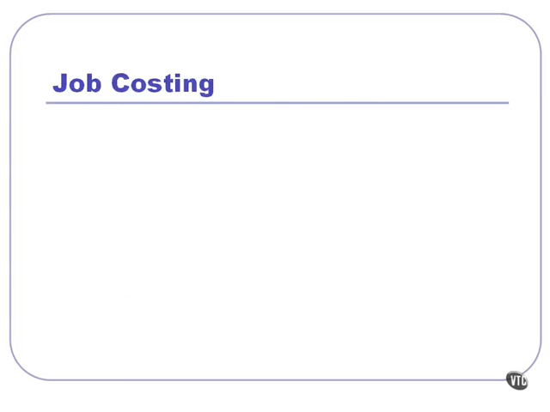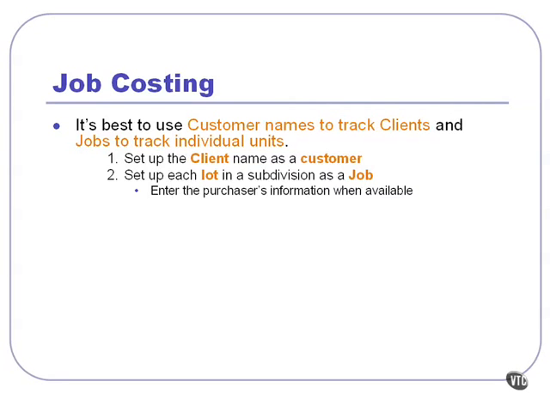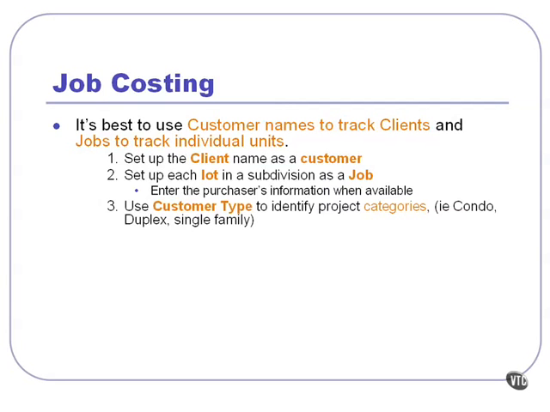As we go through our job costing, it's going to be important that we set up our accounts correctly. In doing so, it's best to use customer names to track our clients. We should use jobs to track individual units or individual categories. Let's use a construction example. First, I'll set up the client name as a customer, and then I will set up my jobs. Now, in this example, we'll use lots in a subdivision to be the individual job. Initially, I may not know the purchaser, so I'll assign a number, and then I'll change it once I know the individual purchaser's information.